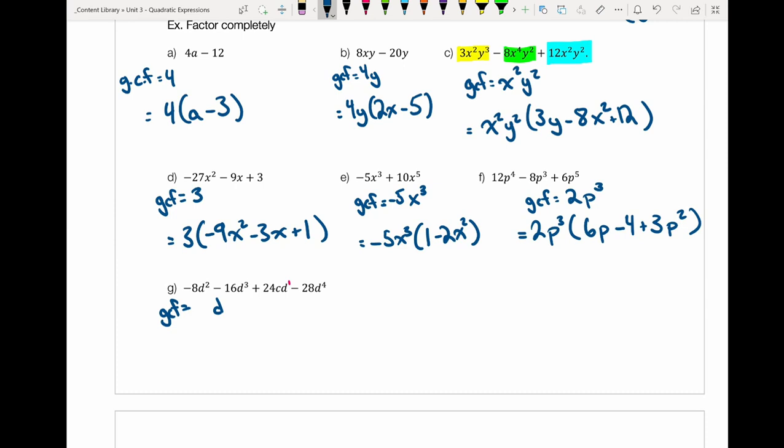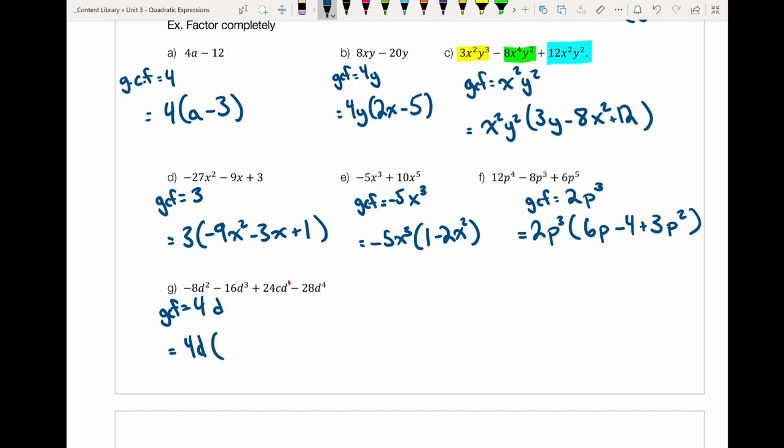And in this case, again, you want to start with the lowest number. So if I start with negative 8 or 8, what numbers can divide nicely into 8? Well, I have 8 and 1, 2 and 4. 8 can divide nicely into 16 and 24, but not 28, so that doesn't work. 4 can divide nicely into 8, 16, 24, and 28. So that's the largest number that's going to work, so I'm going to use 4. So I know my greatest common factor is 4D, so that's going to go outside of the bracket.